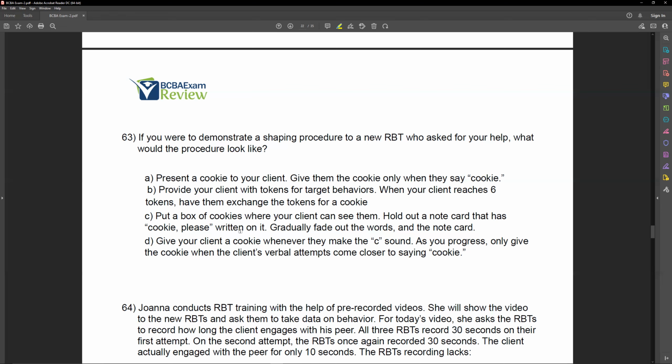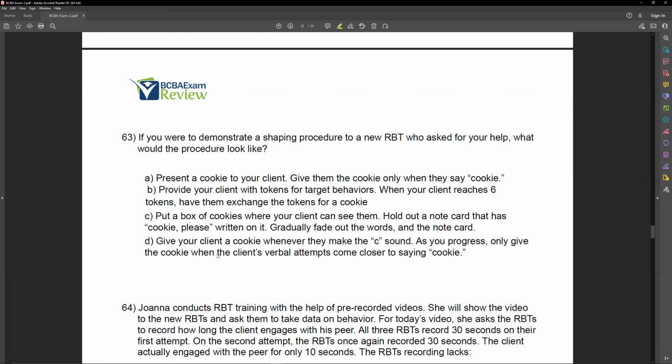C, put a box of cookies where your client can see them. Hold out a note card that has cookie please written on it. Gradually fade out the words and the note card, okay? Again, looks like some sort of functional communication training, right? Where we're fading prompts out, but we're still not shaping anything. There's no approximations going on.